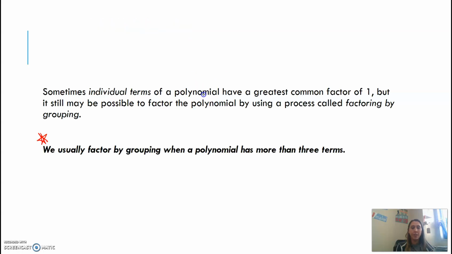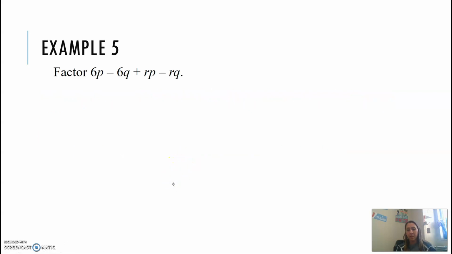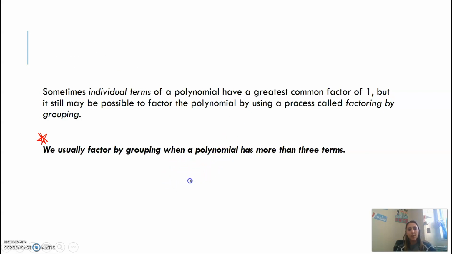The first thing I want you to write down is we usually factor by grouping when we have a polynomial that has more than 3 terms. We already know what to do with 3 terms. So 3 terms would be a trinomial.